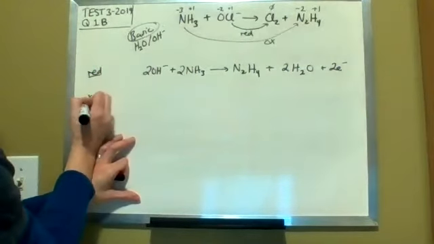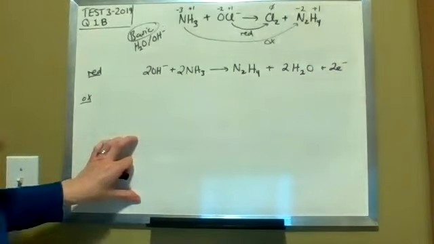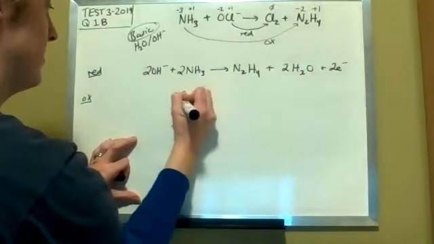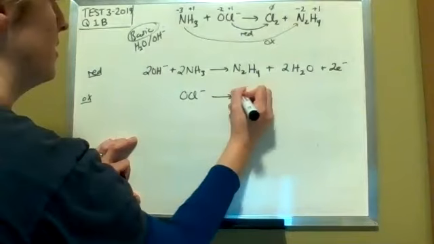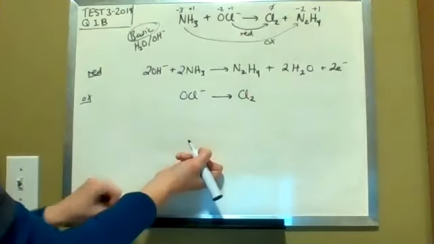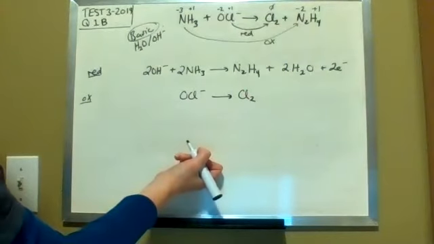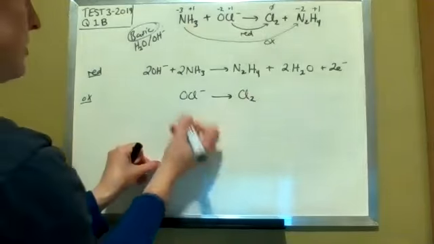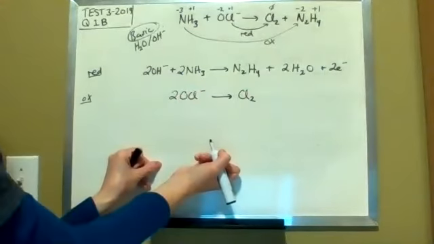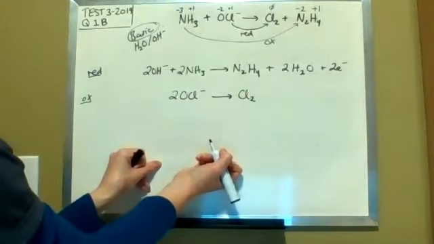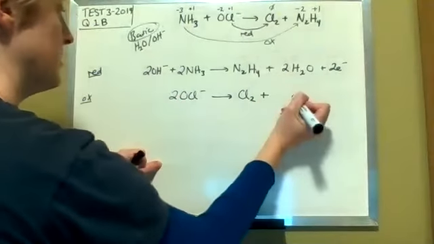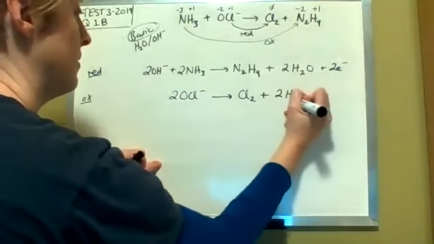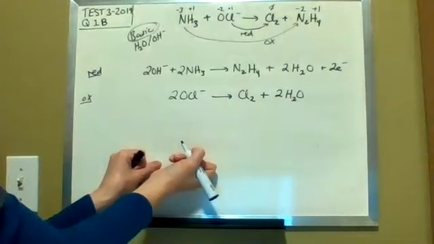Okay, next one, our oxidation reaction. So we have our hypochlorite going to Cl2. First thing, everything besides oxygen and hydrogen, which means I need to have a 2 over here to balance our chlorines. Oxygen is balanced with water, regardless of what type of solution. We need to have 2 water.